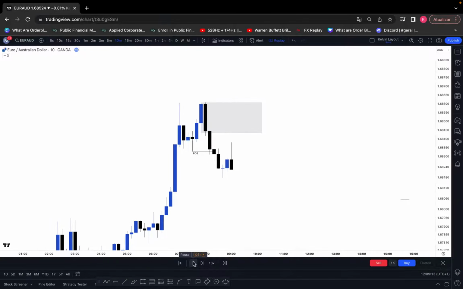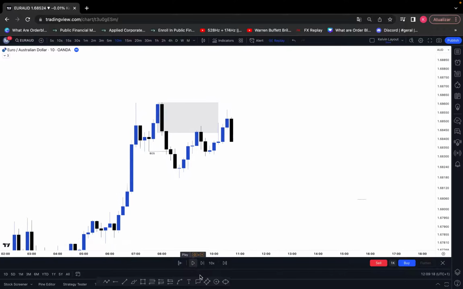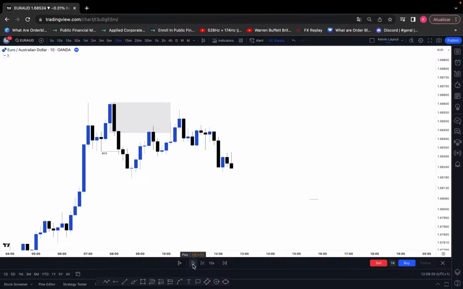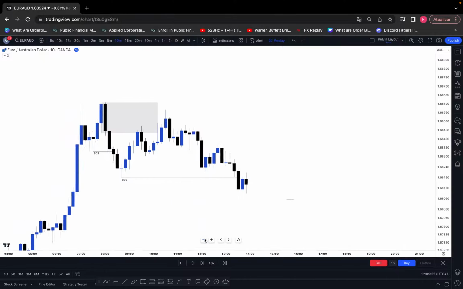So let's just wait to see price coming back. So price comes back, is respecting the supply zone right there, and we want to see what's going to happen next. Okay, boom. So price just took out this previous low right here. So this was the confirmation. Once we had the second break, this was the confirmation that the order flow has shifted from bullish to bearish right here.